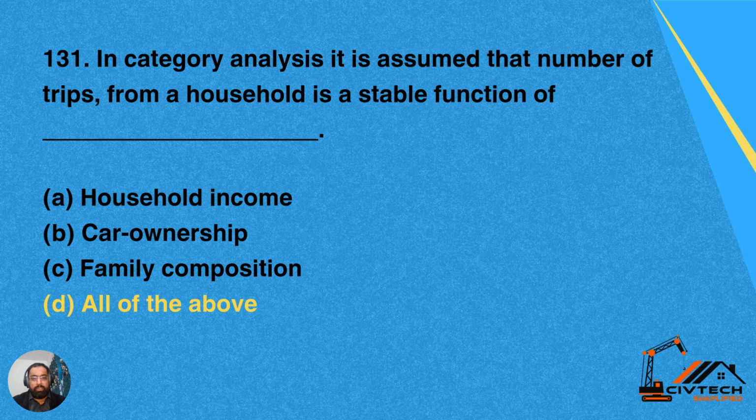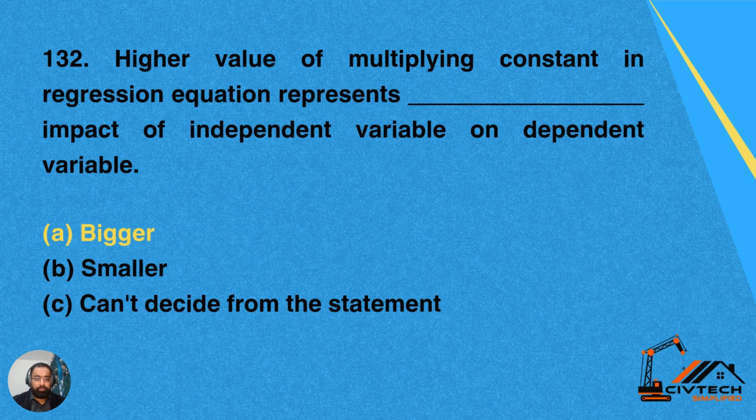131. In category analysis, it is assumed that number of trips from a household is a stable function of dash. Option A, household income. Option B, car ownership. Option C, family composition. Option D, none of the above. In category analysis, it is assumed that number of trips from household is a stable function of all these factors like household income, car ownership, and family composition. So D here is the correct answer, which is all of the above.